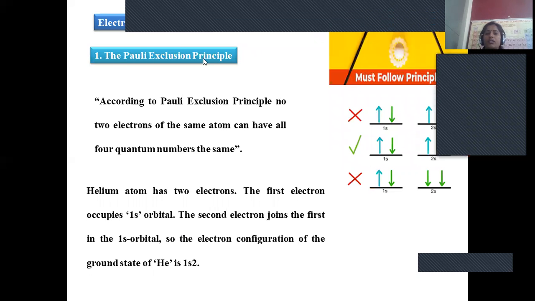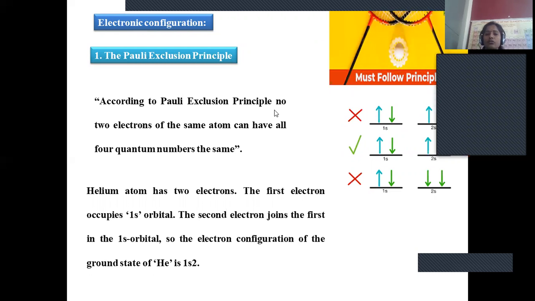Let us go one by one. Pauli's exclusion principle. According to Pauli's exclusion principle, two electrons of the same atom cannot have all four quantum numbers the same. So all four quantum numbers being equal is not possible in any case.